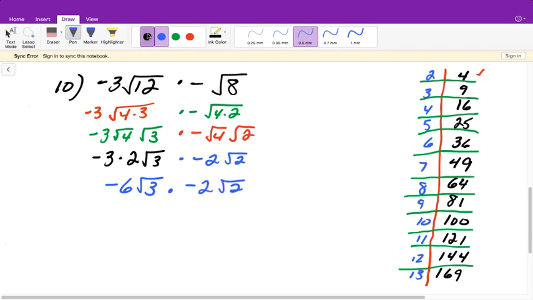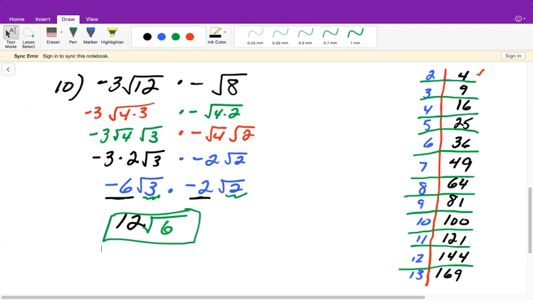All right, now we already knew our indices were the same, so we can multiply our likes with our likes. So negative 6 times negative 2 is a positive 12. And then 3 times 2 is going to give me square root of 6. All right, well, square root of 6 cannot be simplified, so that is our final answer.